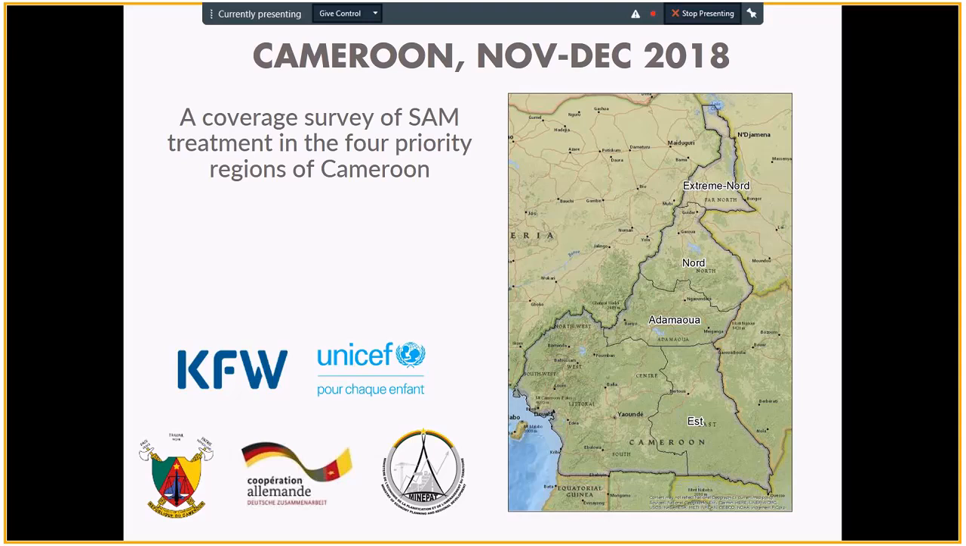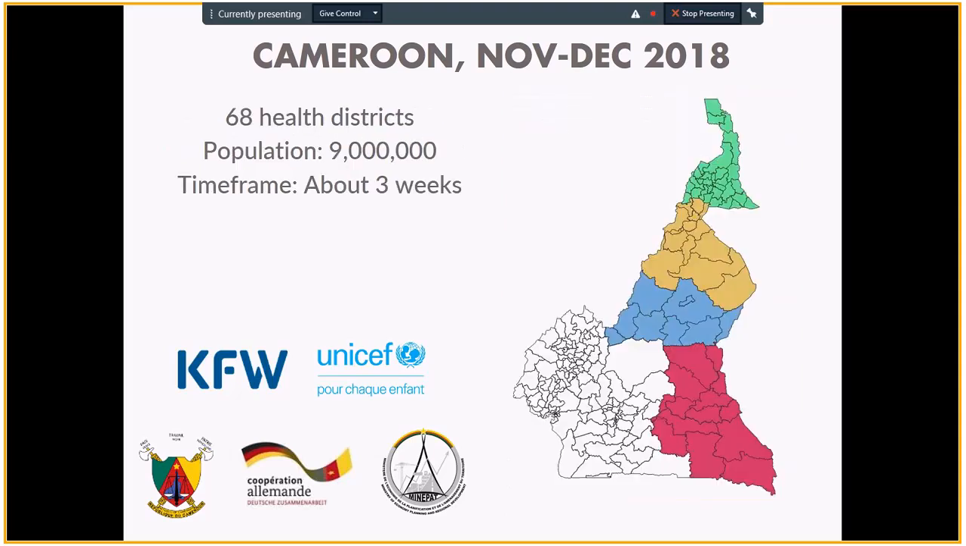But there are the 4 regions highlighted, and in the 4 regions there's a population of about 9 million, and there were 68 health districts across, including all of those that are coloured up there. So there were a lot of health districts. Typically, I'm used to doing surveys in 1 district or maybe 2 districts maximum at a time. So this was a new challenge for me.